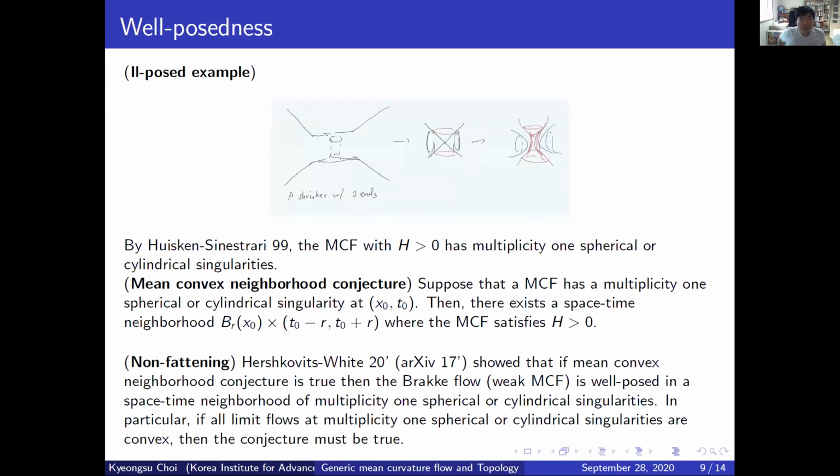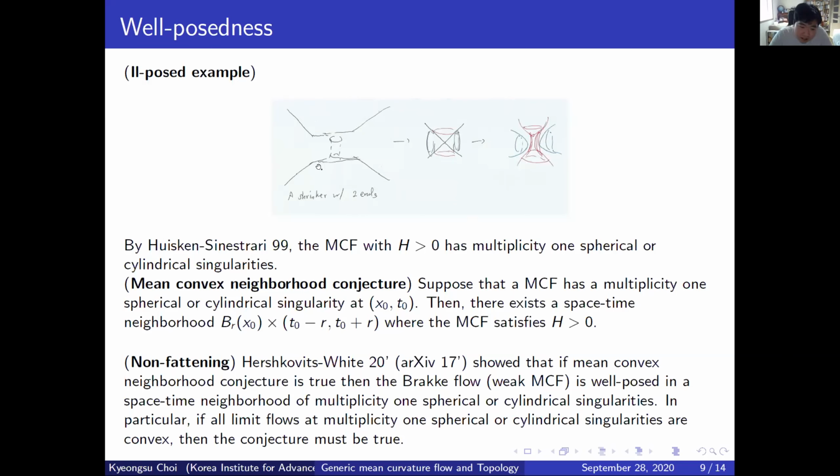So let me quickly talk about the well-posedness. Indeed, there are some ill-posed examples. In the 1D case, we have a clear example which actually exists. But in higher dimensions, we have some expected ill-posed example. We don't know whether there is such a solution or not.